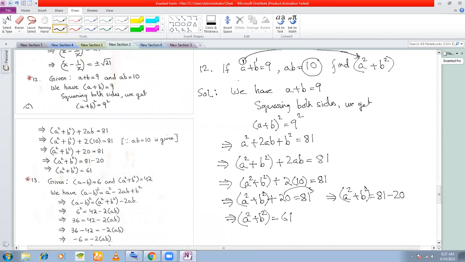From given these two values, we needed to find a square plus b square because we wanted to move from a lower power, that is power 1, to a power 2. That is why we squared both sides. Okay. Next problem.